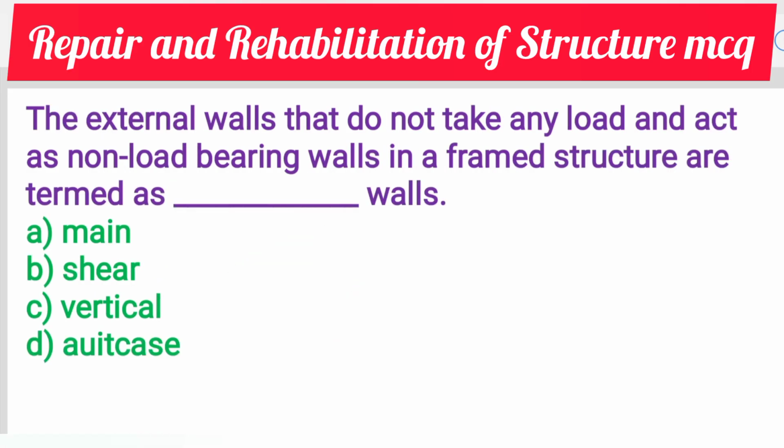Next question, the external walls that do not take any load and act as non-load bearing walls in the frame structures are termed as dash walls. Option A main wall, option B shear wall, option C vertical walls, option D audit case. So the correct answer is option C vertical walls, otherwise it will be called as partition wall.